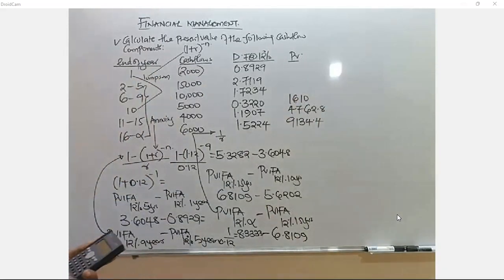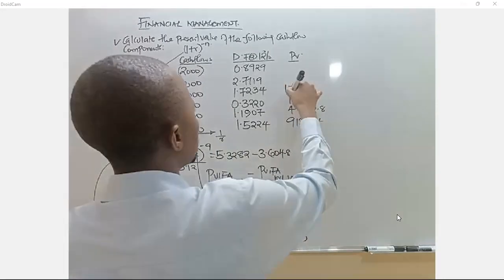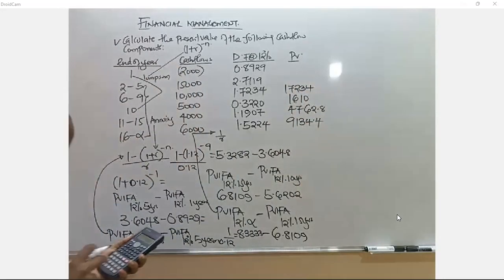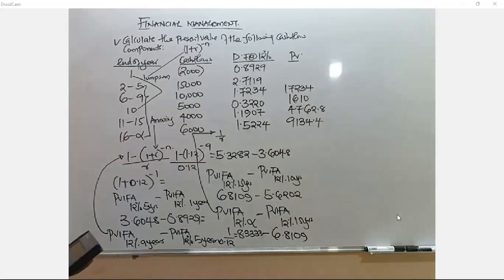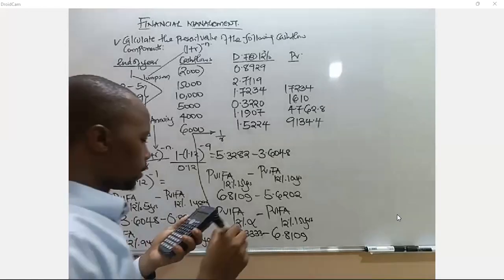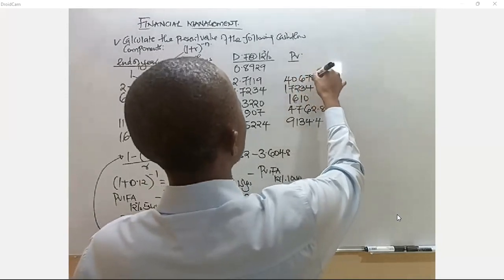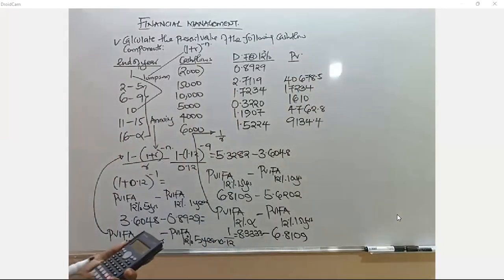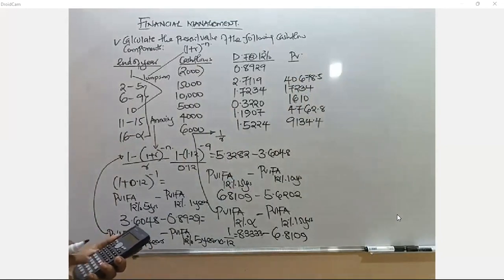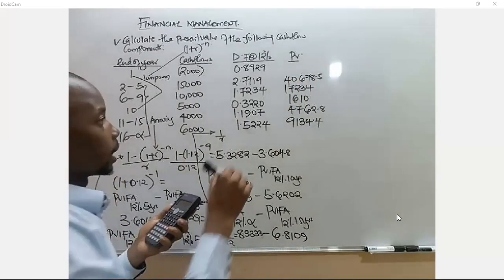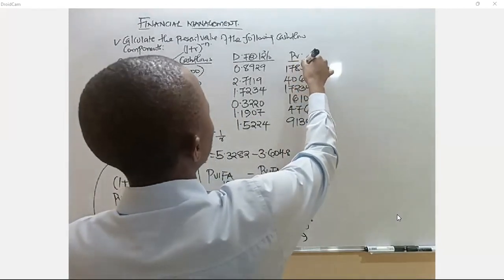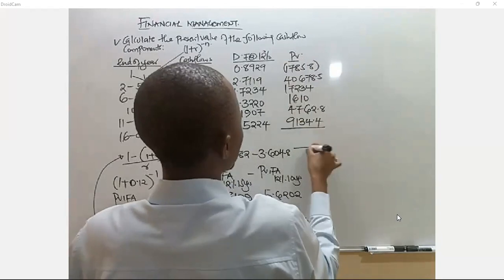The other one will be 1.7234 times 10,000, getting 17,234. The other one will be 2.11719 times 15,000. We are getting 40,000, 4678.5, 0.8929 times 2,000. I can see we are getting a negative of 1785.8. So do your summation now.